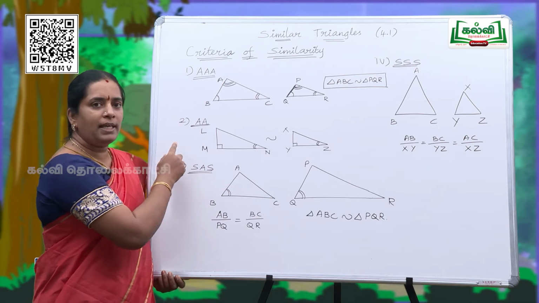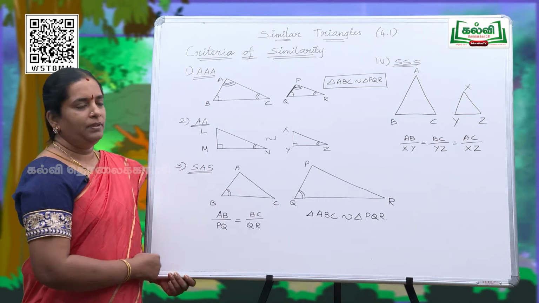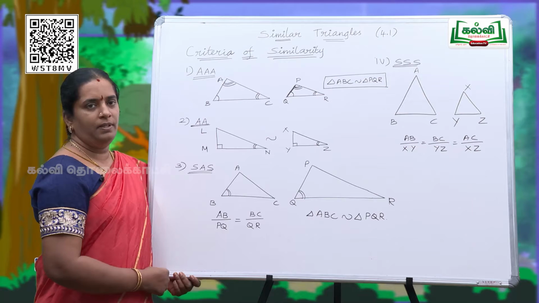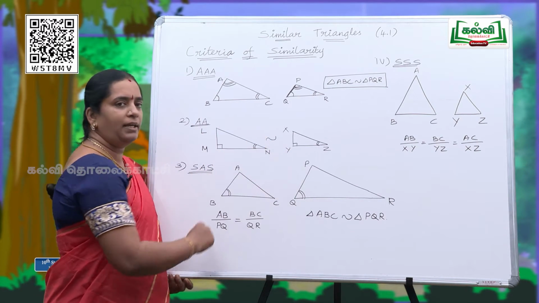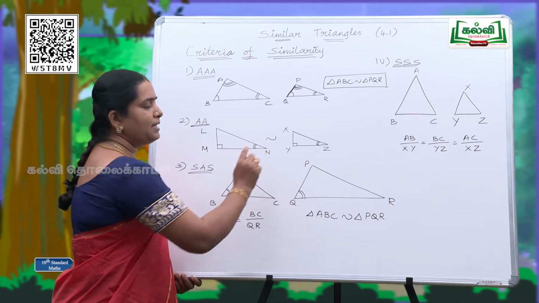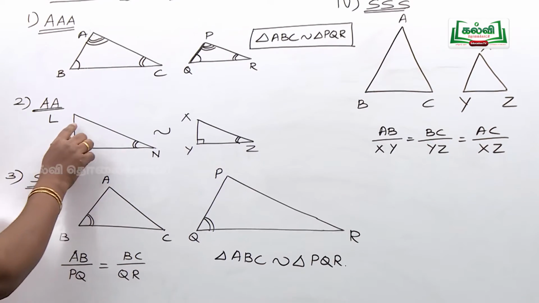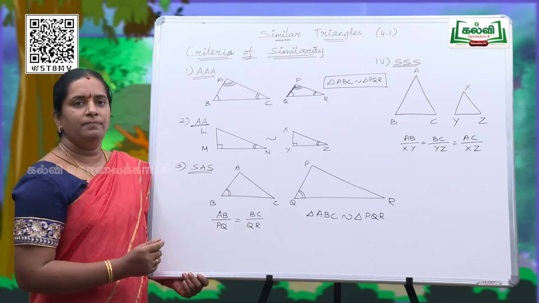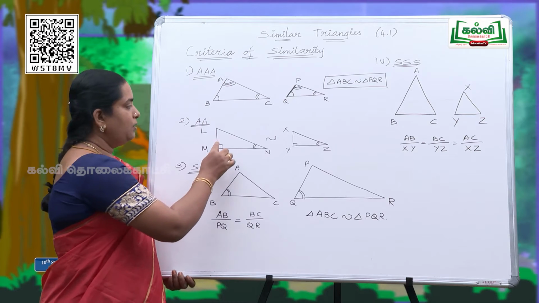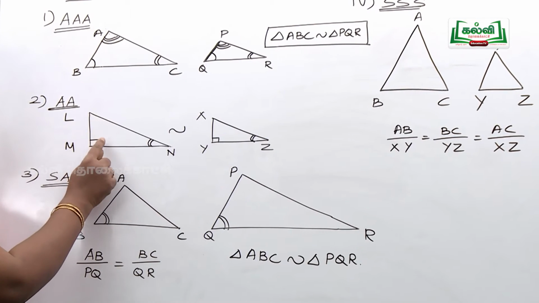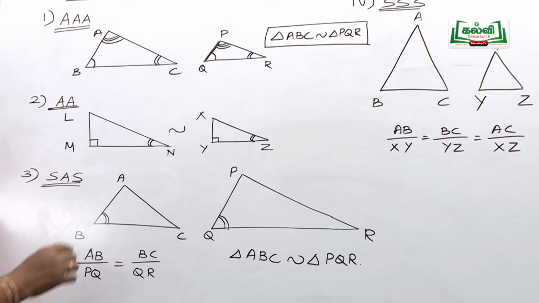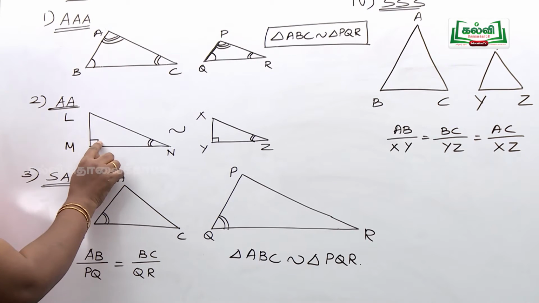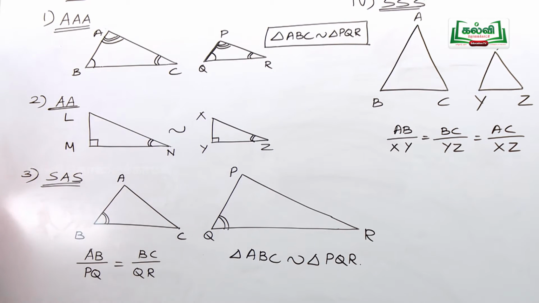Okay. So the next criterion is AA criteria, that is angle criteria. Look at these two triangles LMN and XYZ. See, M and Y are equal, N and Z are respectively equal. What about these two? You know that the sum of all angles in a triangle is 180 degrees. So this angle is nothing but 180 minus the sum of these two. So let us take this angle as X. So X is nothing but 180 minus (angle M plus angle N).